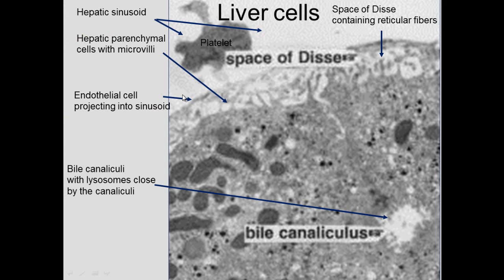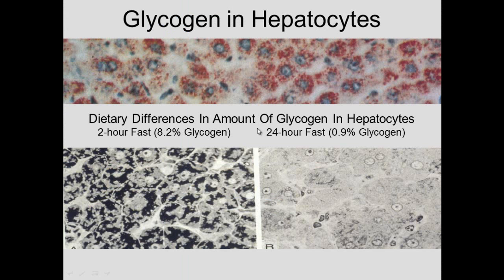And here we can see, this is the hepatic sinus right in there. There's a platelet going through. And then there's the space of Disse, and these are the endothelial cells, and this is the bile canaliculi and hepatocytes, as we could see.